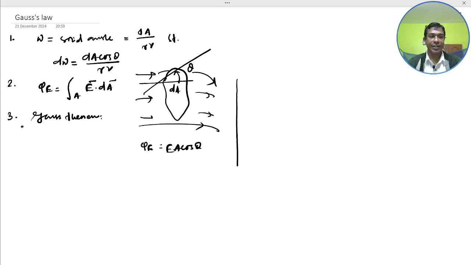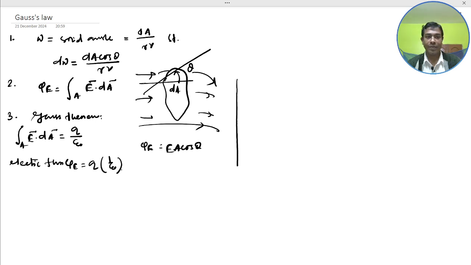Basically, the integration over A of E dot dA, Gauss theorem states that it equals Q by epsilon naught. Basically, the electric flux phi E is equal to Q by epsilon naught.